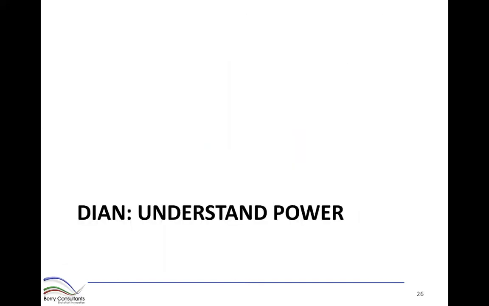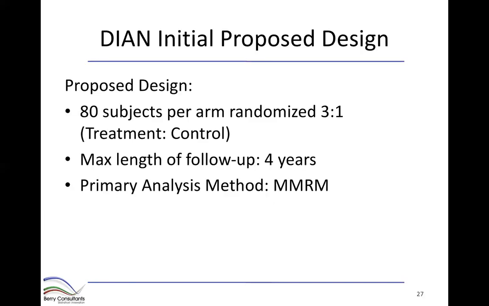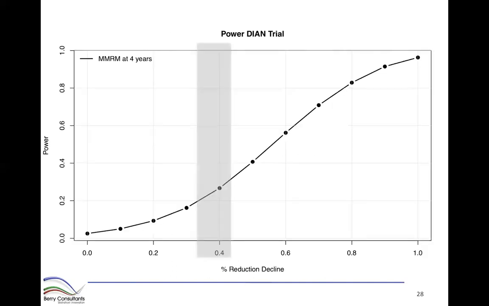So now that we're able to simulate subjects from a realistic model, we want to be able to do this thousands of times to understand power of proposed designs. Imagine one potential proposed design is that we're going to enroll 80 subjects per arm. We're going to randomize 3-to-1 treatment to control. The max length of follow-up is going to be 4 years. And we're going to use a very traditional MMRM analysis method, a method that's used for these types of progressive disease.